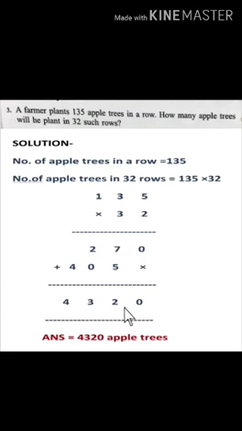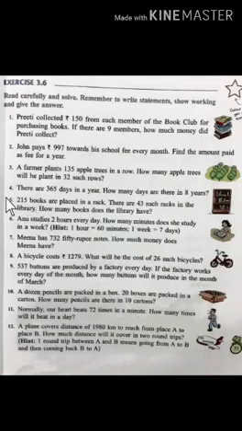Your answer is 4320 apple trees. Students, you remember that concept: when the value of 1 is given and you find the value of more than one, always apply multiplication. Parts 4 and 5 are the same, so you can do them very easily.